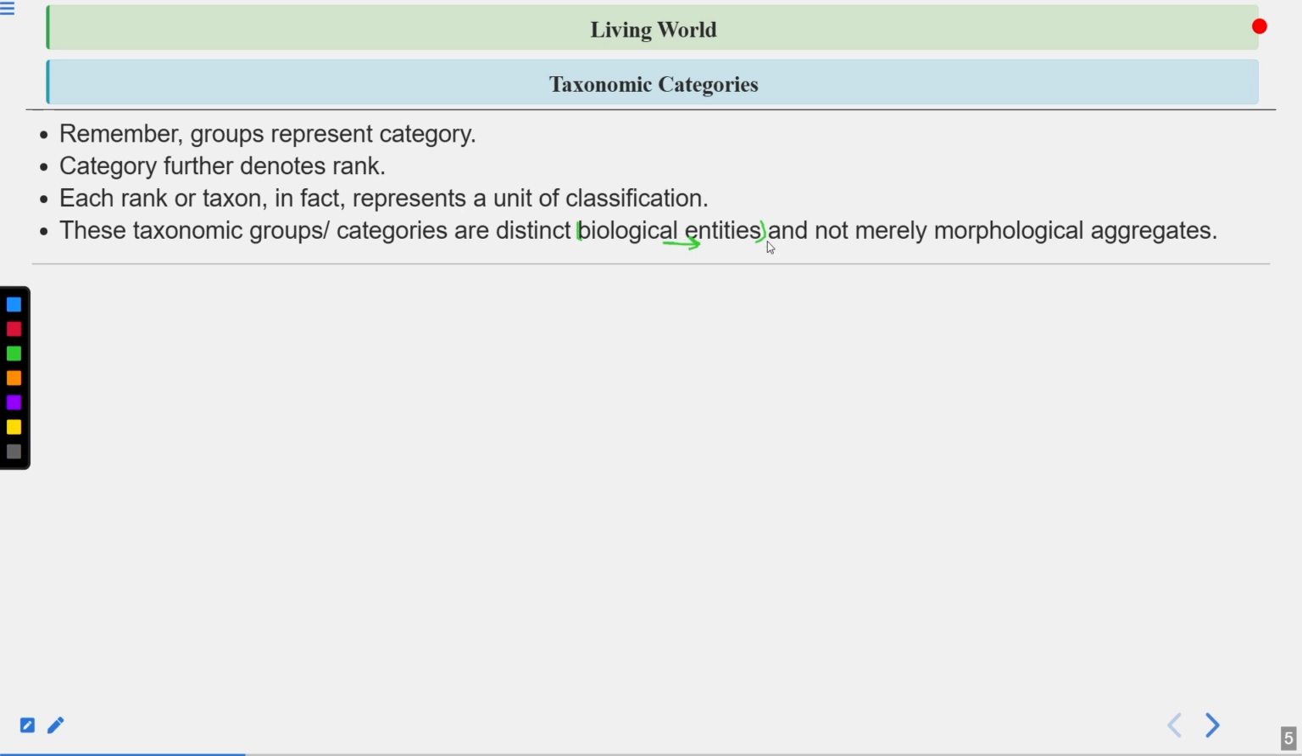All right, and they share an evolutionary relationship with each other, and they are not just morphological aggregates. Okay, means they are not grouped together based on just morphological features or similarity in morphological features. They are distinct biological entities. Okay, means these groups share similarity with each other, and they share an evolutionary relationship also with each other.